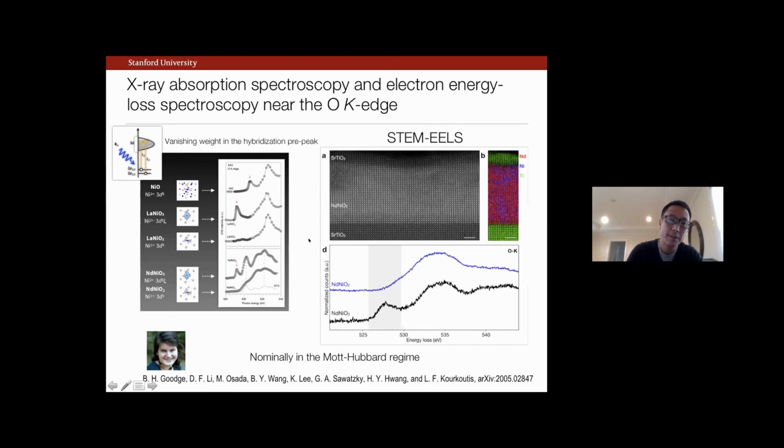So complementary with these XAS type experiments, using essentially an electron energy loss probe, you can see the same features. This is now work done by Berit Goodge at Cornell. So for the more specialist audience, our nominal assignment would be that we're closer, or we can label this to be in the Mott-Hubbard regime, which is a bit unusual given how far to the right we are on the periodic table.